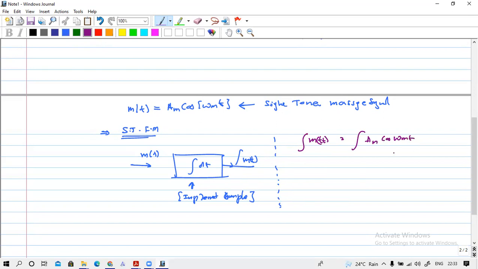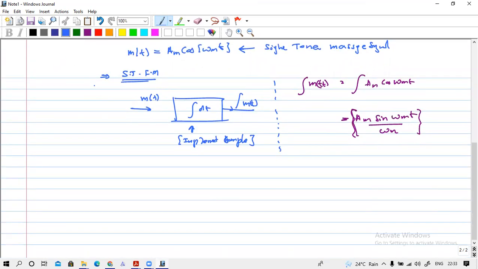If we send our signal m(t) through this integrator, with A_M cos(omega_M t), the integration gives A_M sin(omega_M t) divided by omega_M. This is our integrator output. If we write down the modulated signal, we have x_FM(t) as A_C cos(omega_C t) plus K_F times this integrator output, A_M by omega_M, sin(omega_M t).